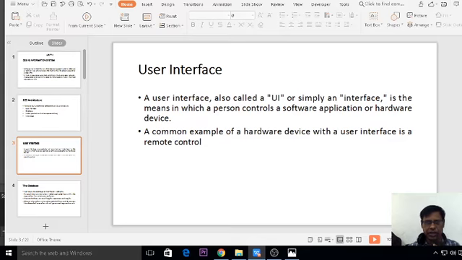The interface is the means by which a person controls a software application or hardware device. Human interface is nothing but a person communicating with the software or with the hardware. A common example of a hardware device with a user interface is a remote control. A remote control is an embedded system, and through this user interface we communicate with the remote control so that the machine is able to take action.